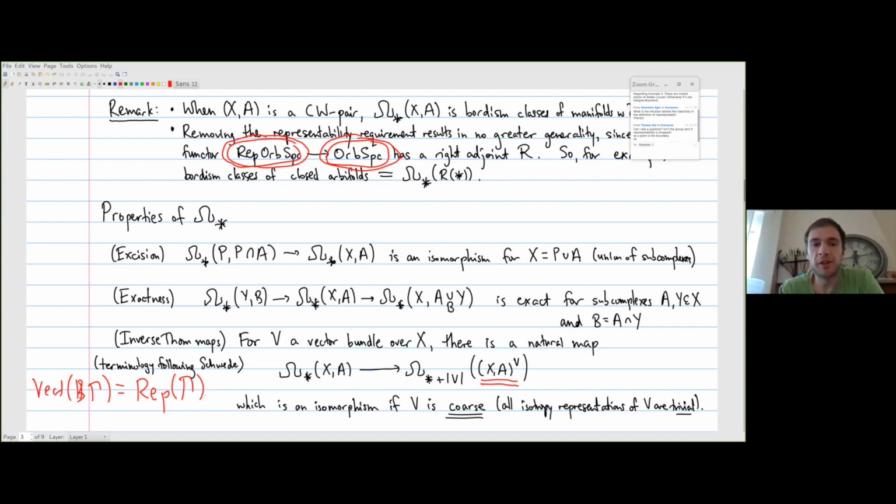So for those vector bundles, this inverse Thom map is an isomorphism. And what is the inverse to it? If I have an orbifold mapping to x to the v, what I can do is intersect with the zero section, and I get something mapping to x, and at least formally its dimension goes down now by the rank of v.